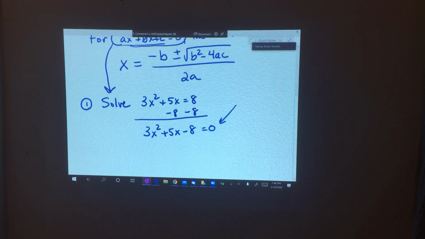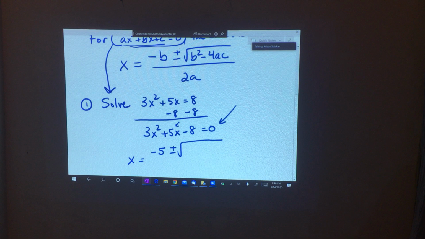So here's my formula. I've got negative b. So here, b is 5. I'm going to write negative 5. Then I'm going to write plus or minus the square root. And b again is 5, so I'm going to put 5 squared minus 4. Now what's a? That's the number in front of x squared.